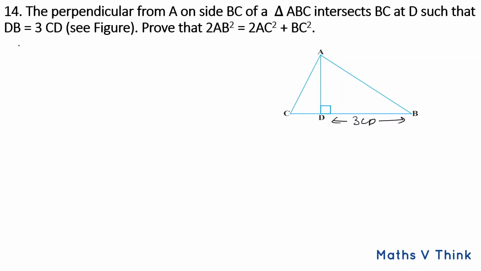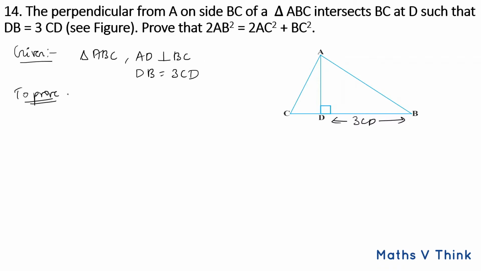So we'll write the given part. Triangle ABC, AD is perpendicular to BC and they gave DB is equal to 3CD. To prove, that is 2AB square is equal to 2AC square plus BC square. Proof.